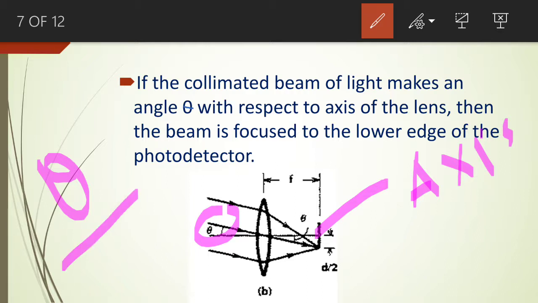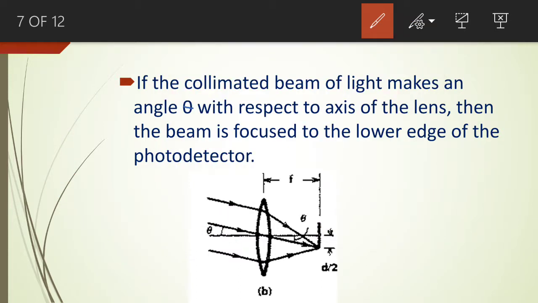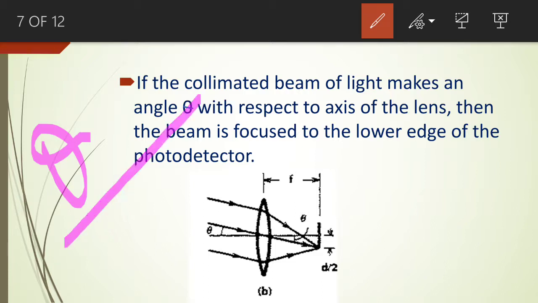So this angle is known as the maximum acceptance angle of the receiver. Why? Because if we increase the angle beyond the numerical value of this theta, then the receiver will not be able to receive the light. So theta is known as the maximum acceptance angle of the receiver, or the maximum acceptance angle of the photodetector. So we need to find out the equation for this angle theta.